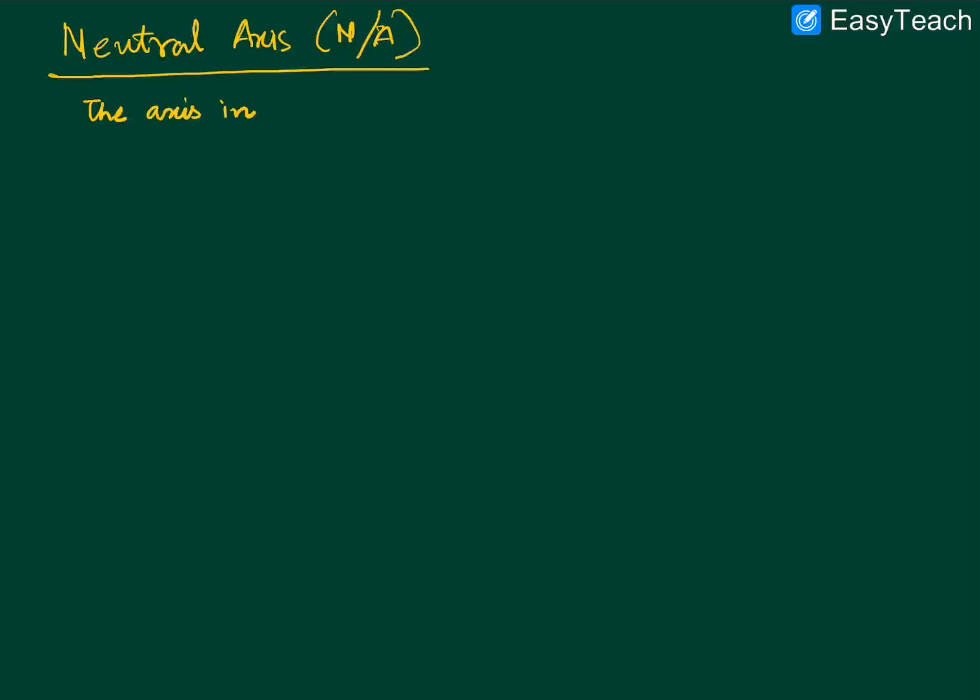So the axis in a cross section along which the bending stresses are 0. It is very, very important that we note that this is the axis, the neutral axis, the axis in a cross section. So what do we mean by this?